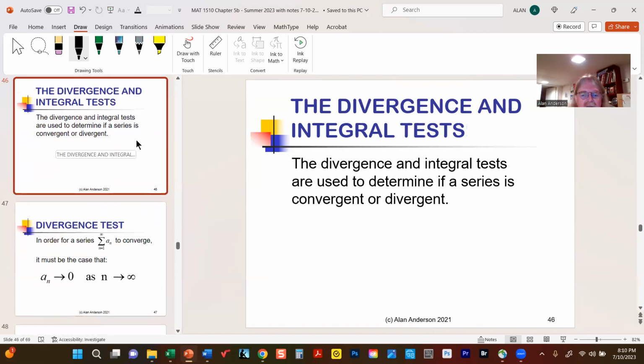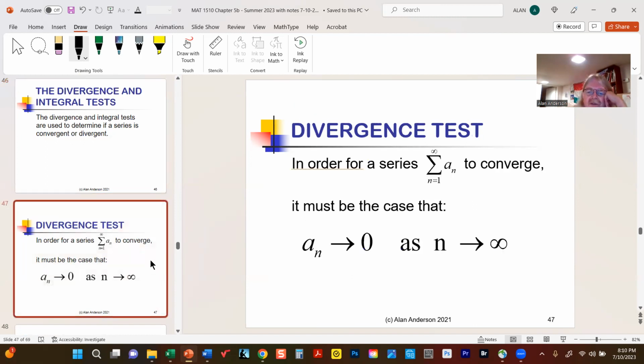So testing, there's 2 formal ways of testing for divergence and convergence. They're called the divergence and the integral tests. So the time for Excel examples, I guess, is over. We need to formally prove this. So in order for a series to converge, it must clearly be true that as n goes to infinity, the term a_n goes to 0.